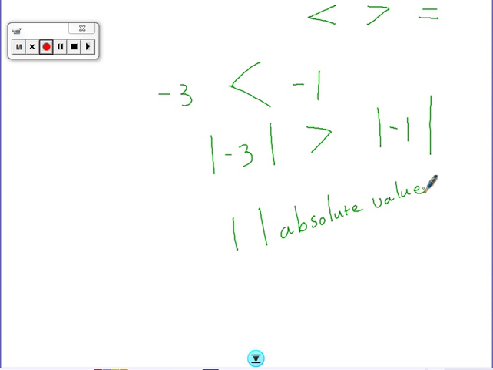When we talk about absolute value, you can think of it this way. You're always going to make a positive number. You see those absolute value bars? Whatever's inside there is going to become a positive number when you're done with it. So -3 would be thought of as 3, and -1 could be thought of as 1, because that is the distance it is from 0, which is why 3 is bigger than 1 in this case, because of absolute value.